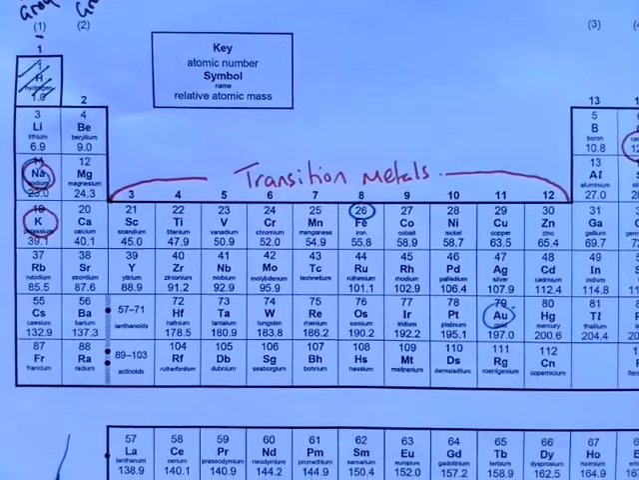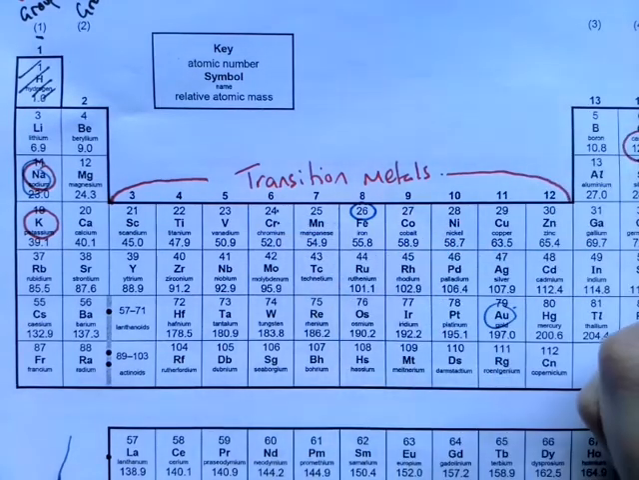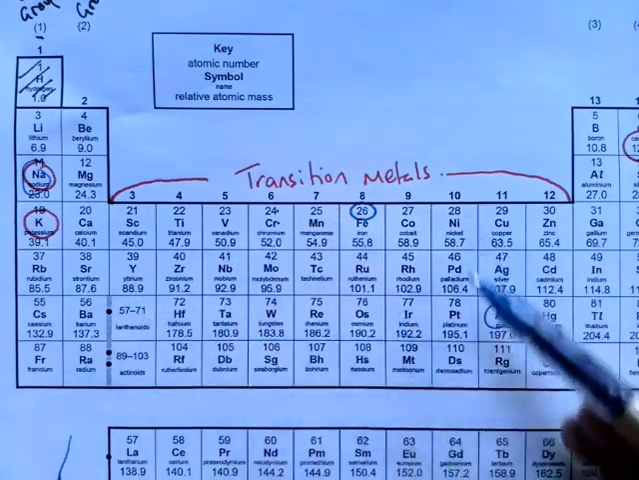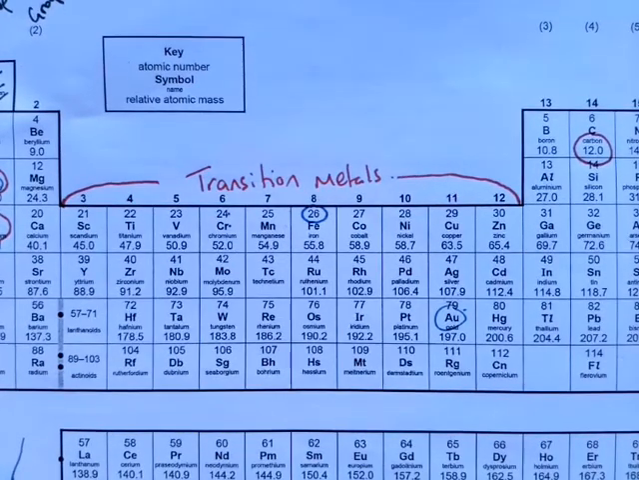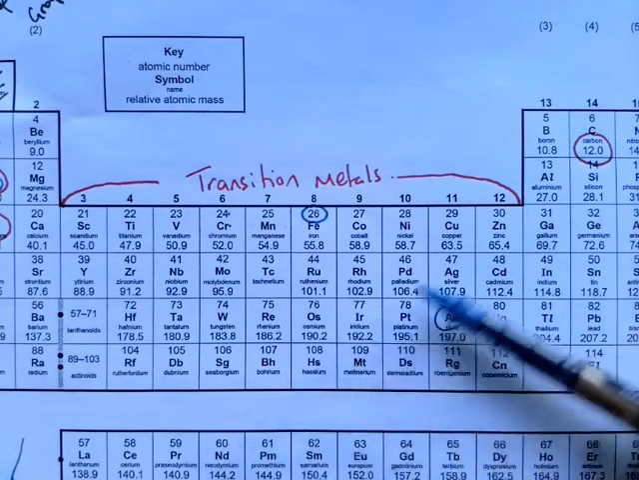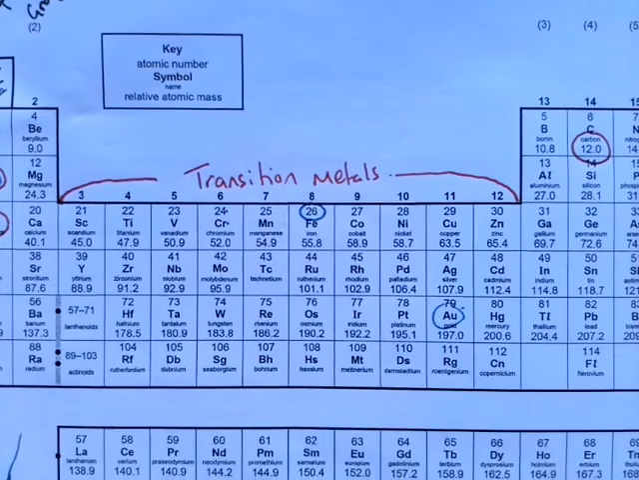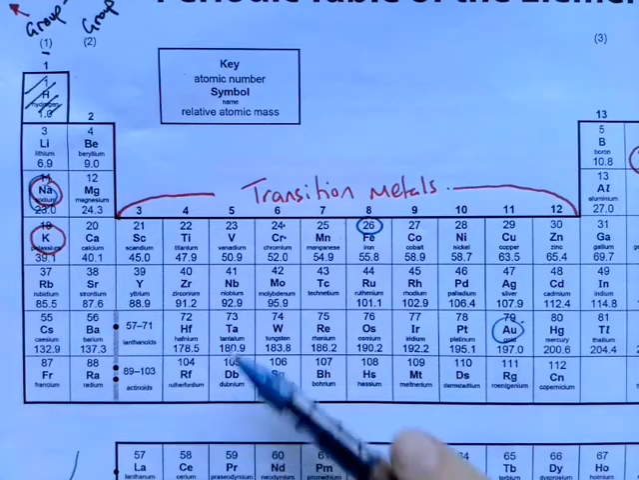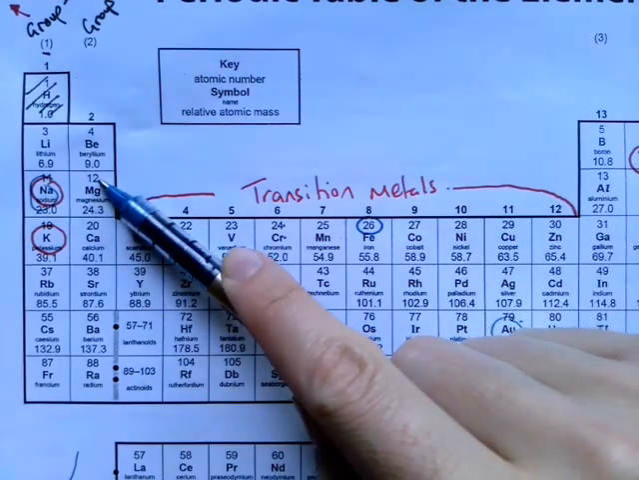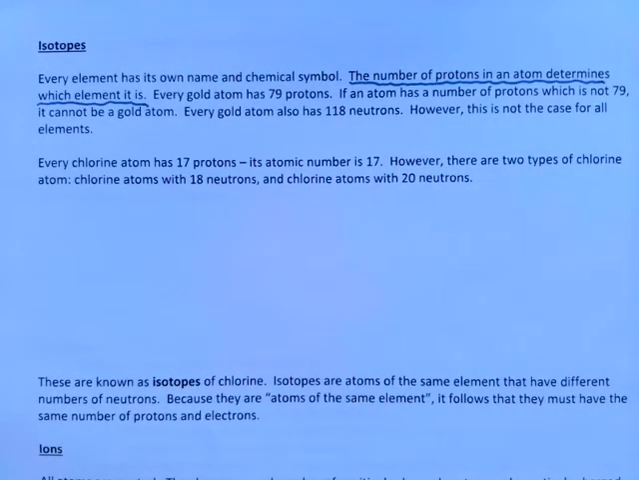So if I say to you, which element has got 24 protons? Chromium. All right, none of these have got 24 protons. Only chromium has 24 protons. If I say, which element has got 5 protons? Boron. Only boron has got 5 protons. If I say, how many protons does magnesium have? You find magnesium, here it is, and it's got 12 protons. All right, so the number of protons tells you which atom it is.